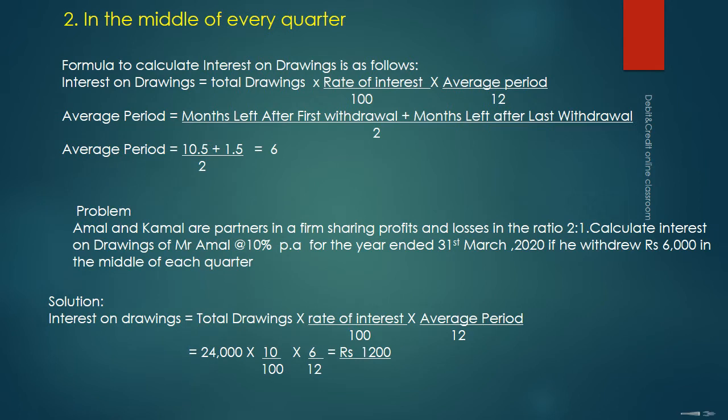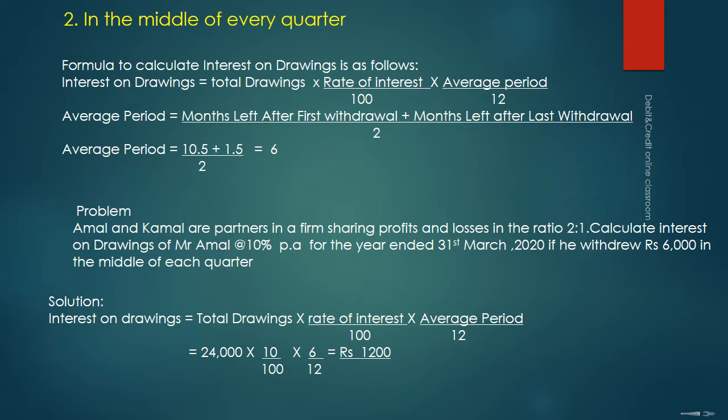Let us see how we can calculate the interest on drawings if the withdrawals are at the middle of every quarter. So we are adopting the average period method. We have to calculate the average period. So average period is equal to months left after the first withdrawal plus months left after the last withdrawal divided by 2. So let us see when will be the first withdrawal.